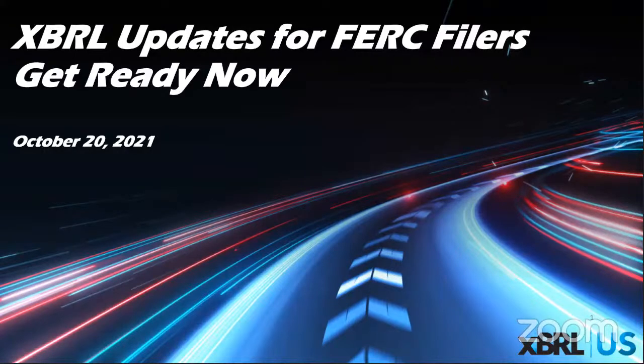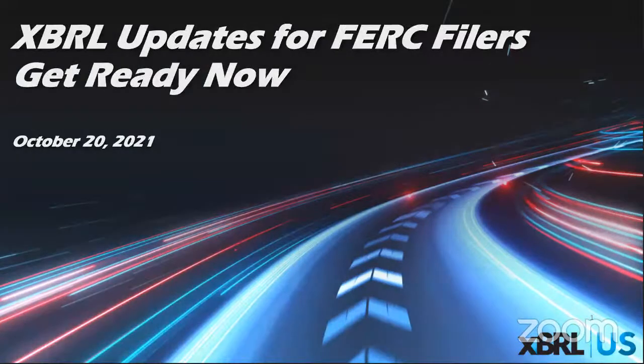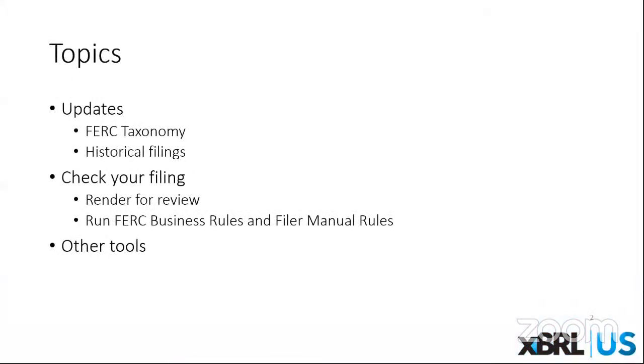I'm going to talk to you a little bit about what we're going to be covering today. First, we're going to focus on some updates on the Ferc taxonomy and historical filings. The Federal Energy Regulatory Commission has made a number of updates that we want to address. Next, we're going to be talking a little bit about how to check your filing, how to render your filing, and how to run various kinds of Ferc business rules and filer manual rules against your filing. And then we'll be talking a little bit about other tools.